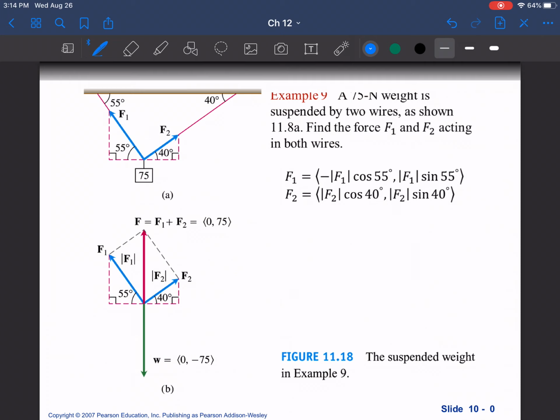A 75 Newton weight is suspended by two wires as shown. Find the forces F1 and F2 acting on them. The trick here is to break this up into components, because what you have to know is that this thing is not moving, which means the total forces up and down have to total 0. The forces up have to equal the forces down, and the forces left have to equal the forces right.